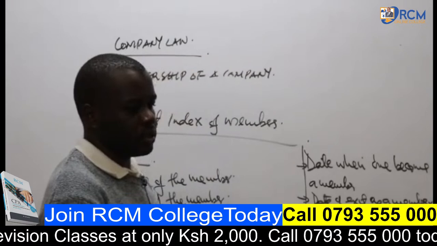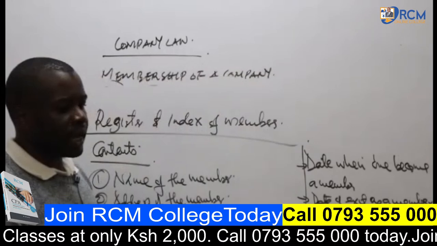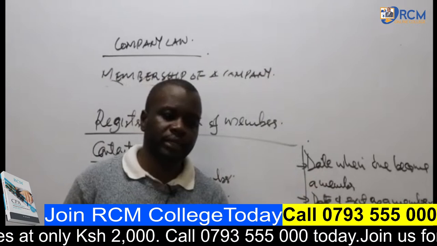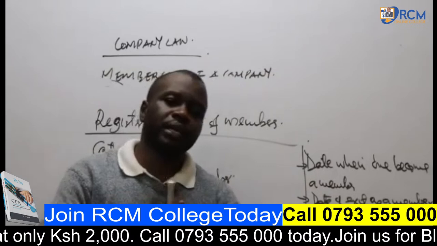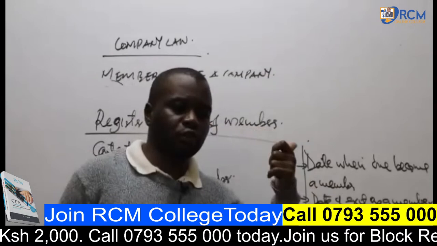So part of also what you need to be able to know about the register of members, the register of members of the company will actually be maintained at the registered office of the company. So that is where it will be kept. Alternatively, it can be kept at any branch of the company. Maybe the company has several branches. So they can choose maybe where the main office is, that's where they can keep the register.